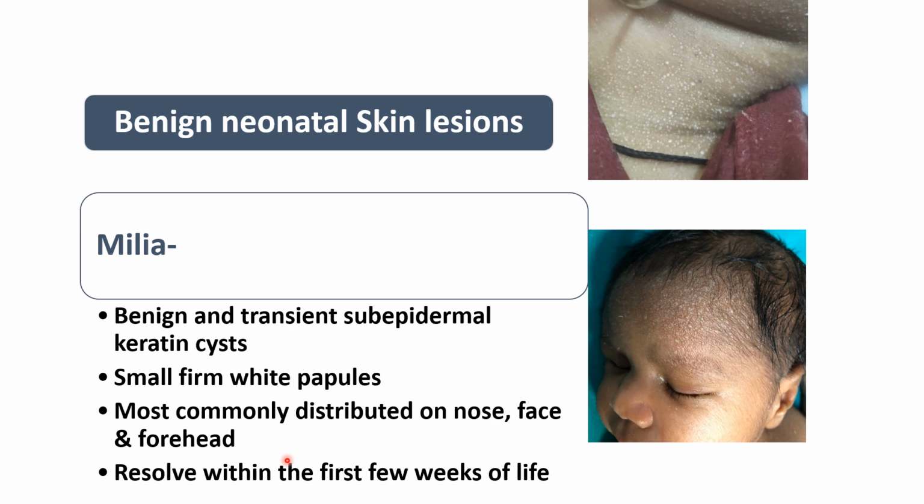Only one precaution should be taken: overwarming can exaggerate the milia, and we should advise the parents that whenever there is sweating, they should clean the skin area and keep the temperature of the baby normal.